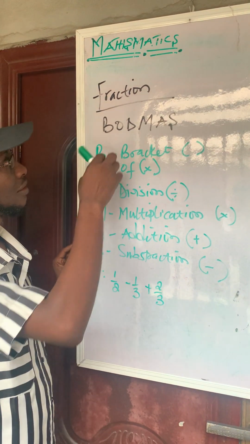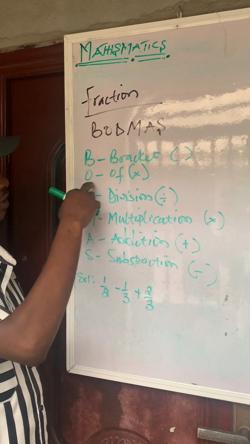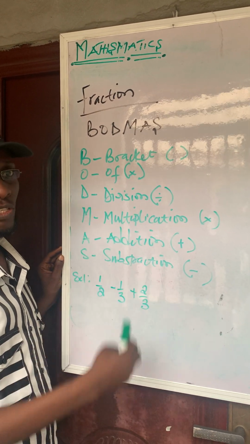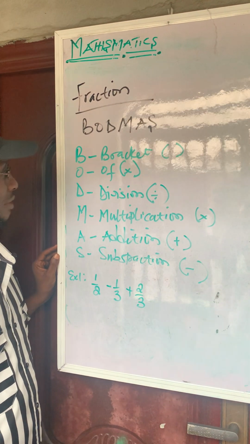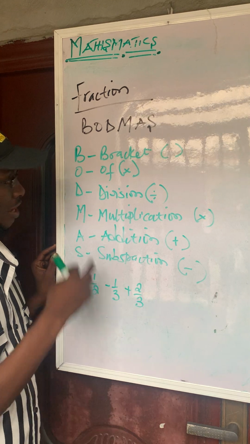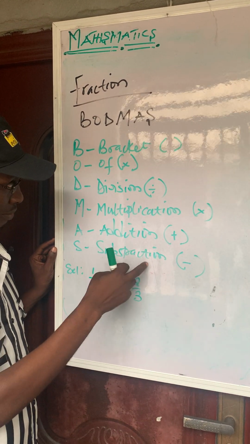You can see the word BODMAS means B for brackets, O is for off, and anytime you see off in mathematics, it still means multiplication, times. Then D for division, M for multiplication, A for addition, and S for subtraction.